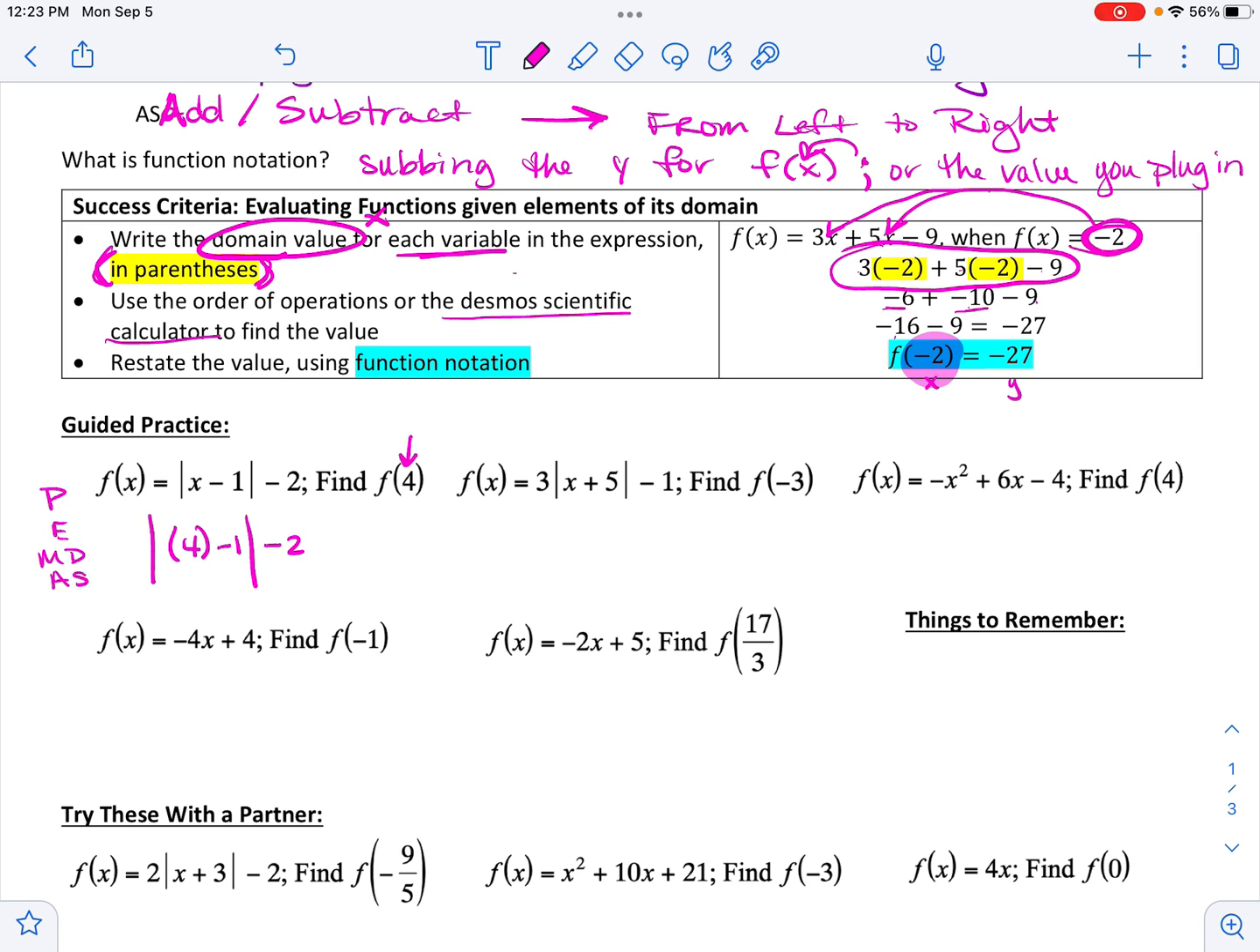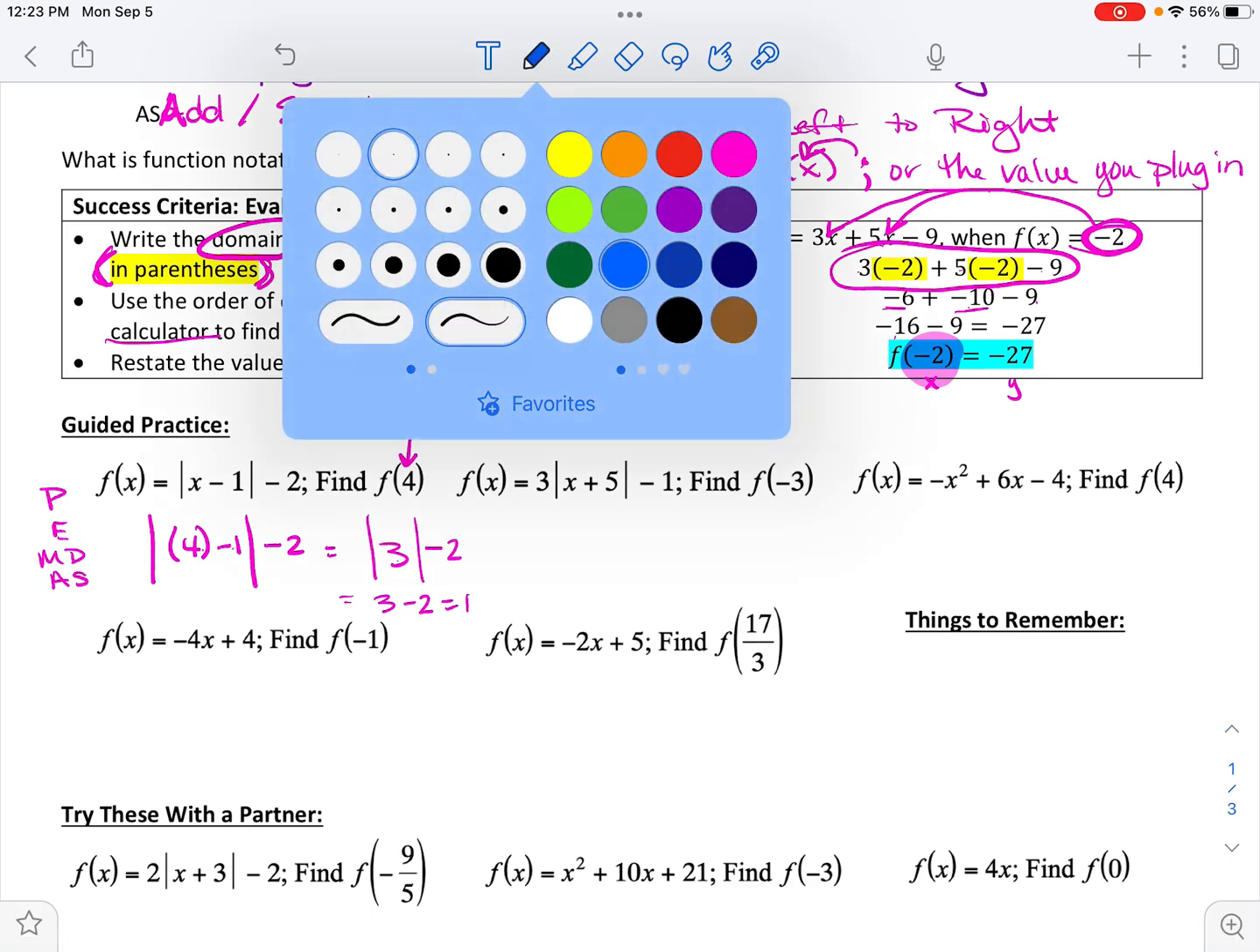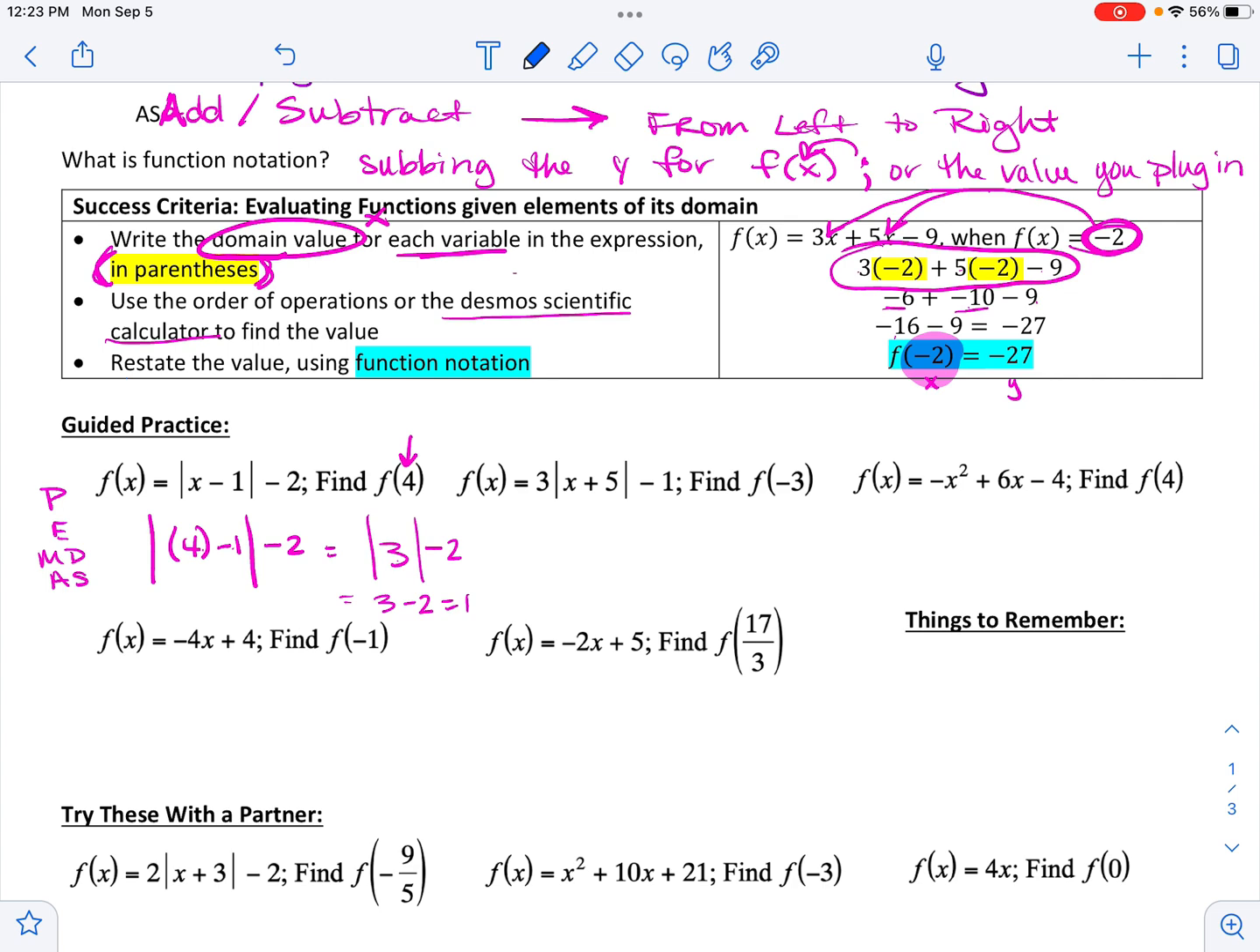I have the absolute value symbol. That's 4 minus 1, and 4 minus 1 is equal to 3. So I have the absolute value of 3 minus 2. The absolute value of 3 is 3. So I have 3 minus 2 equals 1. Then the next step is to restate the value using function notation. So we're going to say f of 4 is equal to, and what is our answer? 1.